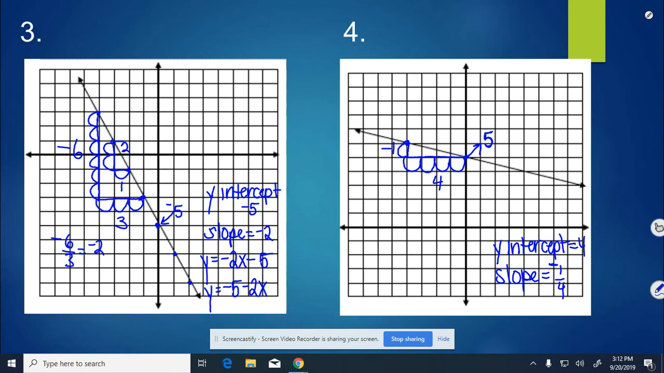So we're going to rewrite it as y equals 4 minus 1/4 x, or y equals -1/4 x plus 4. Either equation works. They are both equivalent. Okay, let's take a look at the next one.